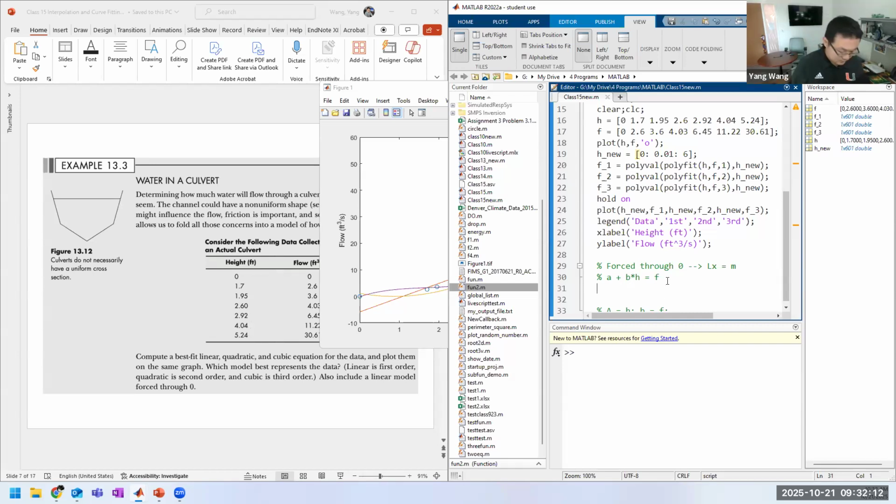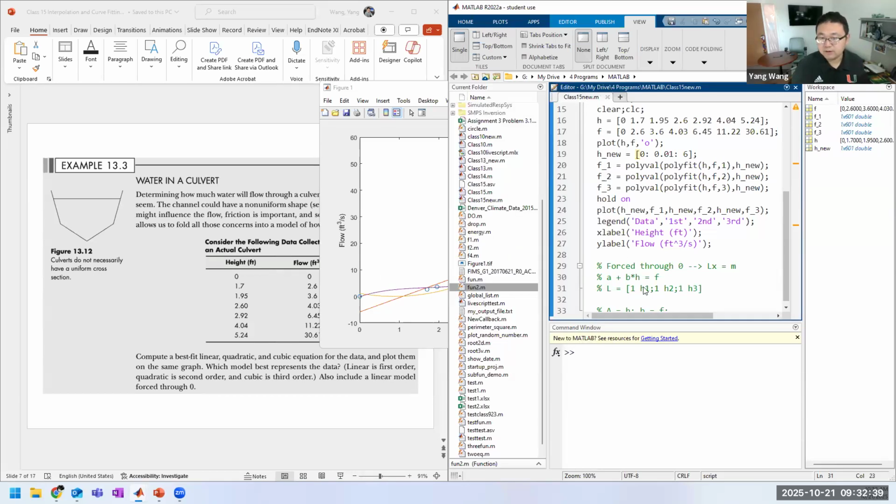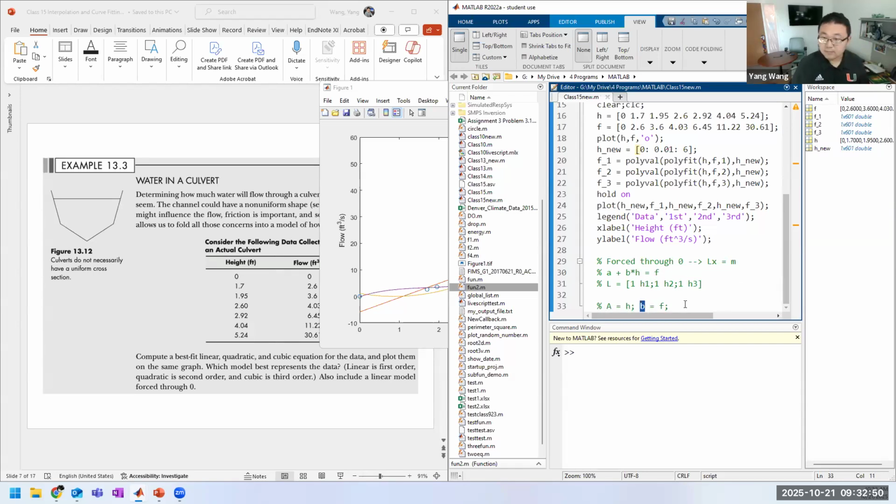So the matrix that we wrote over here is going to be 1, H1, 1, H2, 1, H3, right? We have multiple equations, 1, 2, 3, 4, 5, 6, 7, 7 equations. So it's going to be 7 rows of these values, and then the F on the right-hand side, where F is basically the M.